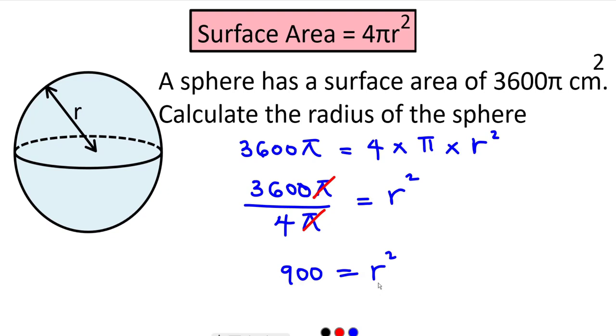And now to figure out what the radius will be, we have to square root this number, the square root of 900. And of course, if you find the square root of 900, the answer is going to be 30. And don't forget to put your unit, because this is the radius, so it's going to be in centimeters.